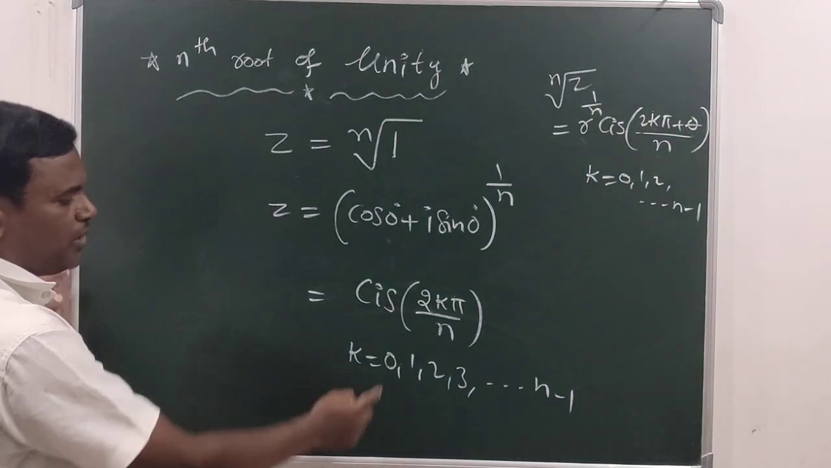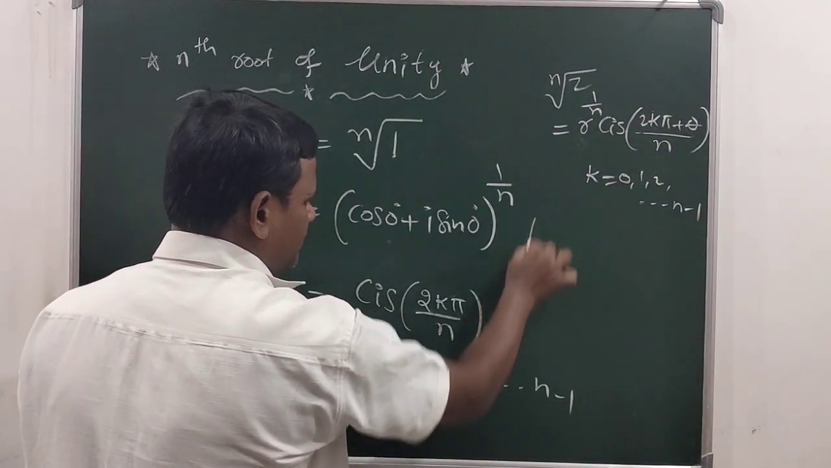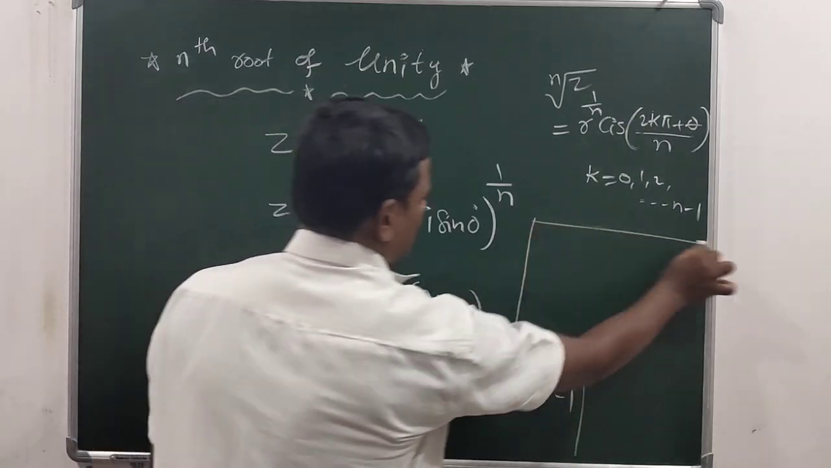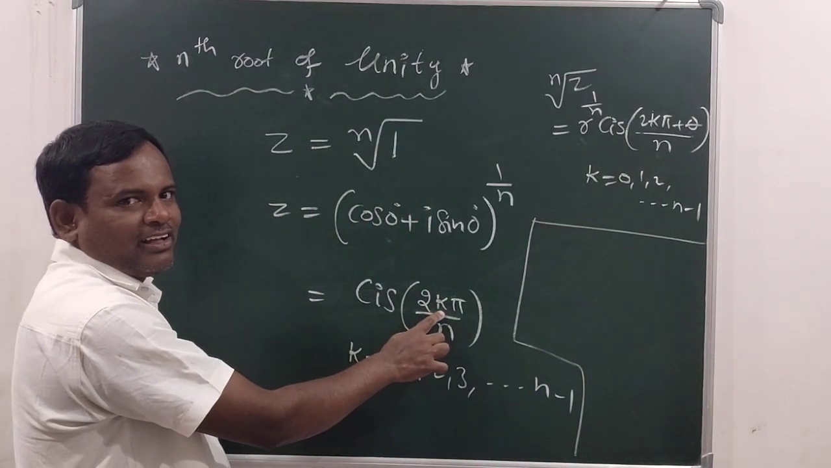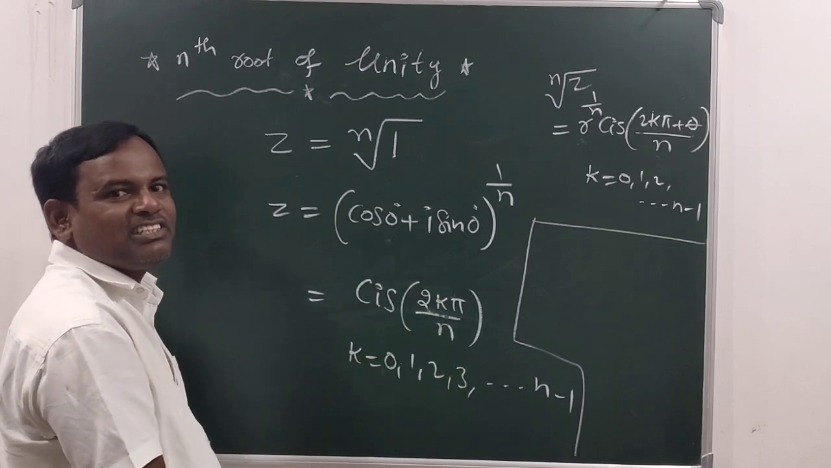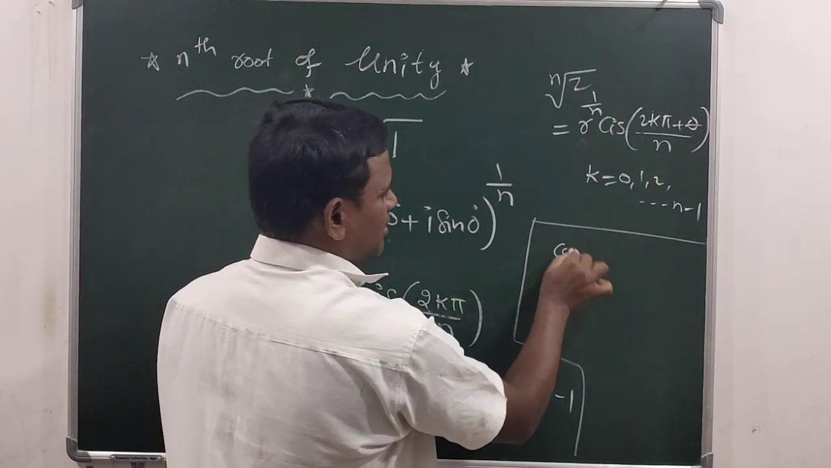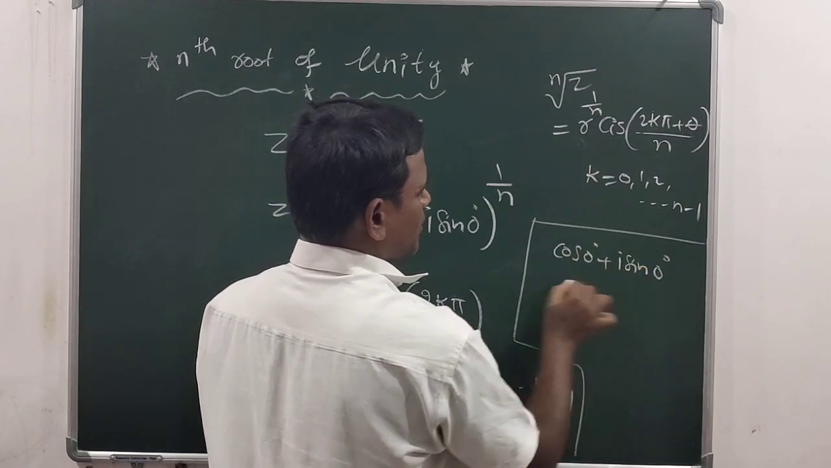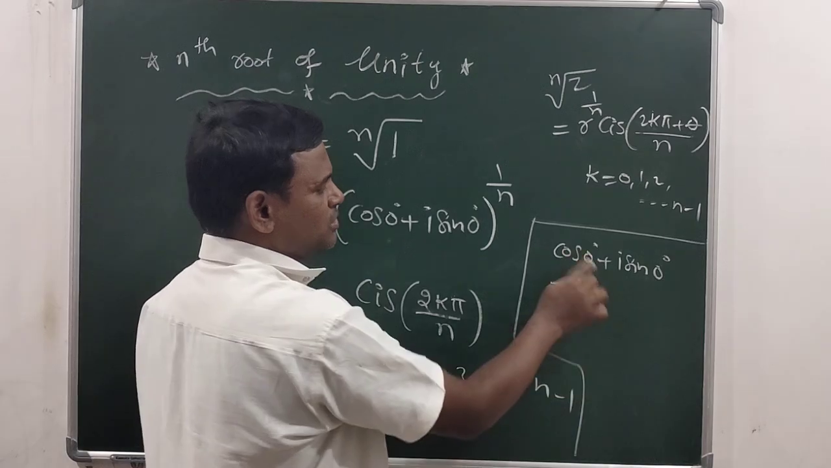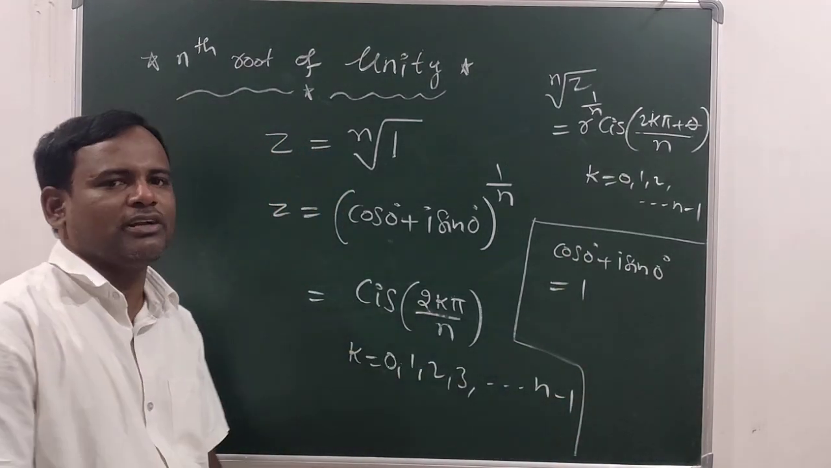The roots will be, if you write k equal to 0 here, what kind of roots can you expect? Tell me. If I write 0 here, k, then it is going to be cis 0. So you get one root. What it is? Cos 0 degrees plus i sin 0 degrees. So sin 0 is 0, cos 0 is 1. You get a real root by keeping k equal to 0 here.